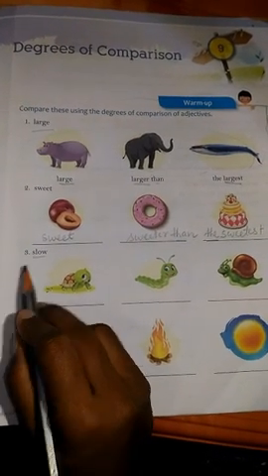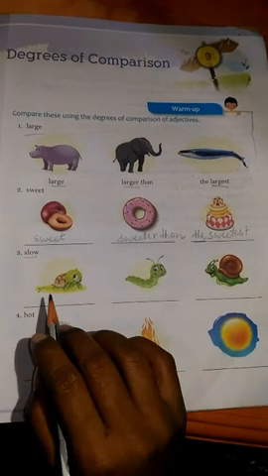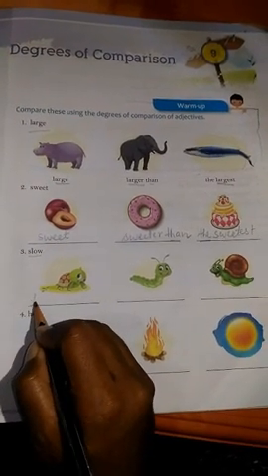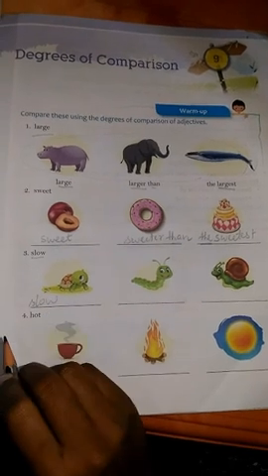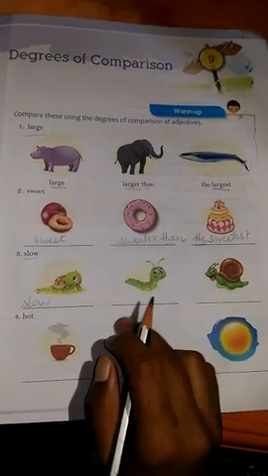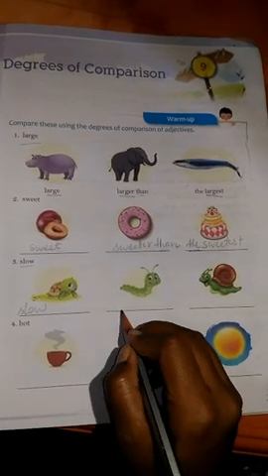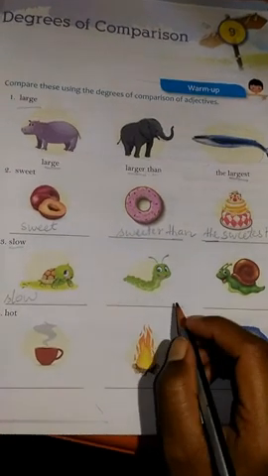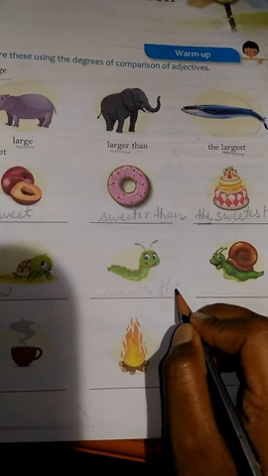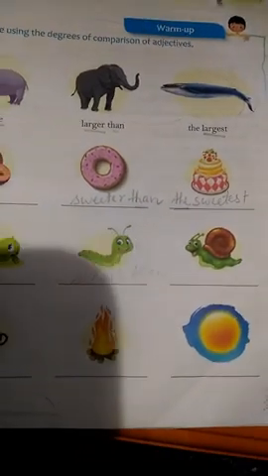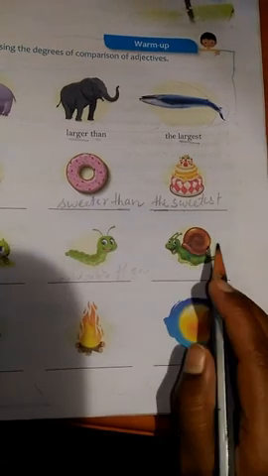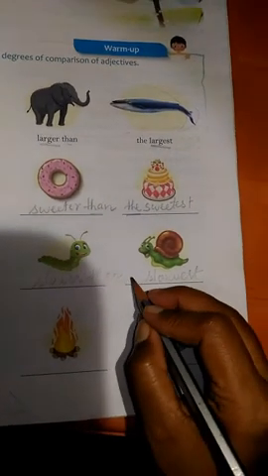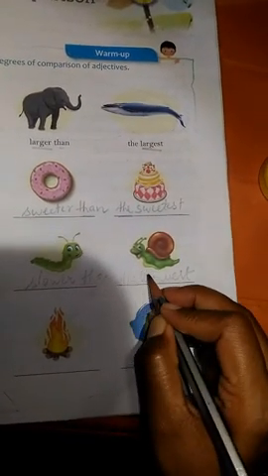Suppose here it is given slow. There are 3 animals which are slow. First one is tortoise. So this one is slow. As compared to this one, it is a caterpillar. It is much slower than tortoise, so it will be slower than. And this one is snail, which is the slowest. I shall write here the slowest, because in superlative degree we have to use the.